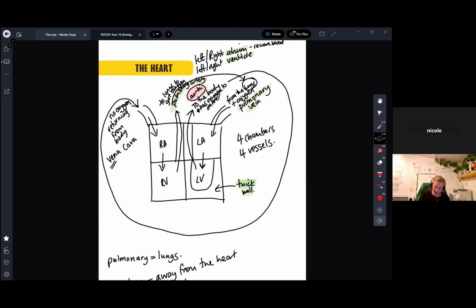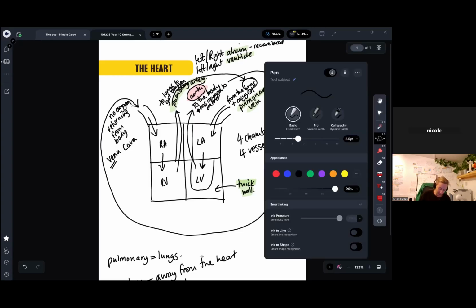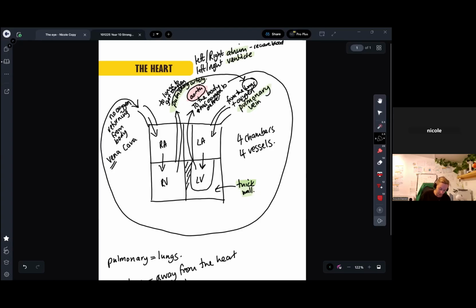And the key thing that all hinged off is the fact that the left ventricle has got this thick wall so that it can pump the blood around the body. All right, I'll leave that there.